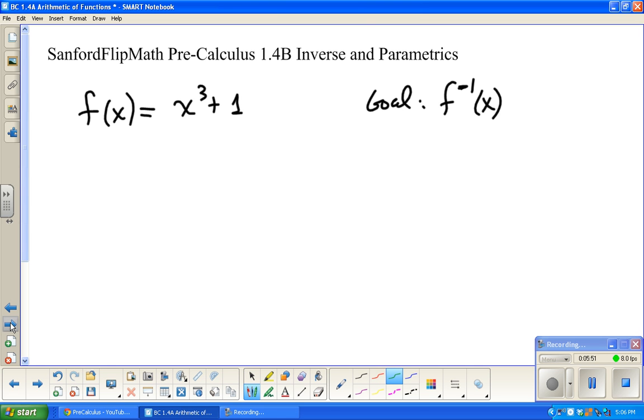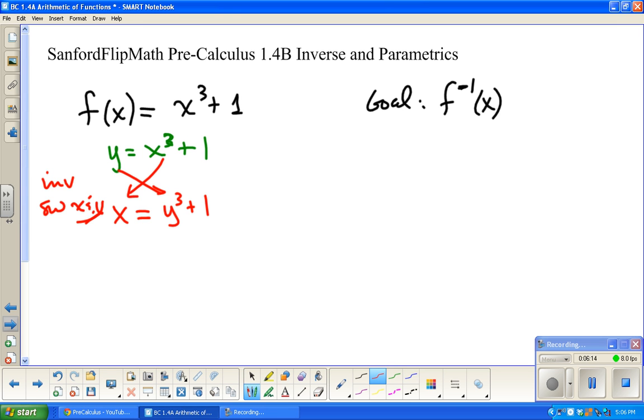So what I'm going to do is treat this like y equals x cubed plus 1, because I think it's easier to keep track of y's, and I know you're more comfortable with y's. To do the inverse, we're going to switch x and y. So this becomes y cubed plus 1, and this becomes x equals.